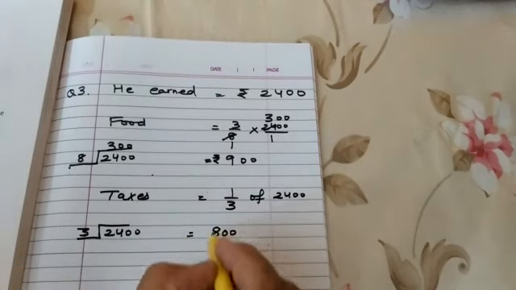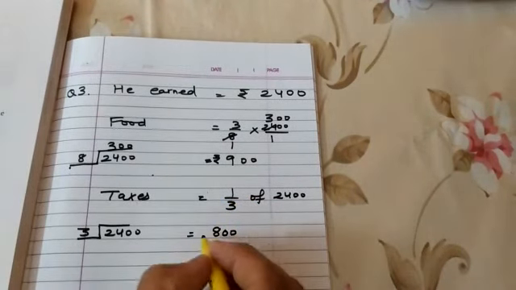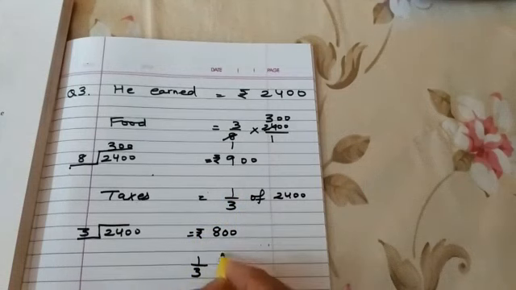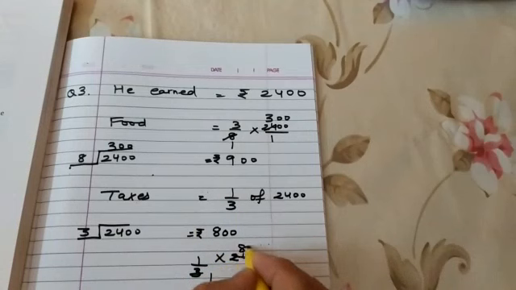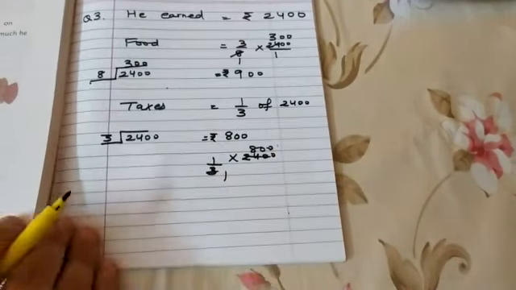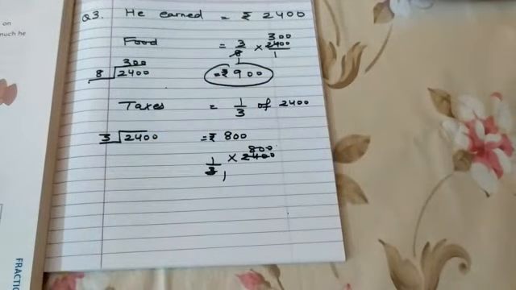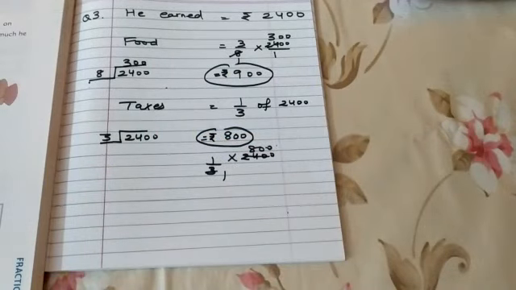Okay, 800, that is 1 multiplied by 800 gives you 800. So, if you don't know, you can do like this also. 1/3 multiplied by 2400. If you divide this, you will get 800. 8 multiplied by 1 gives you 800. So, he has spent 900 on food, 800 on taxis, and 1/6 on other expenses.